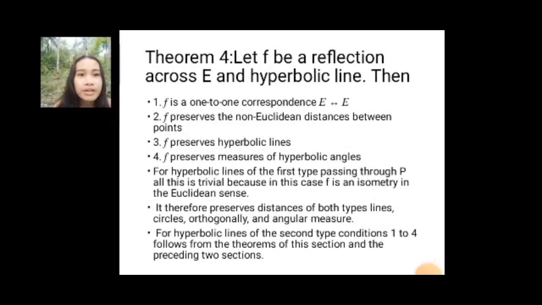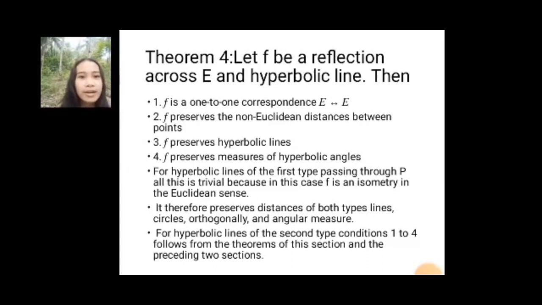Let F be a reflection across E, a hyperbolic line. Then, we have 4 conditions. Number 1, F is a one-to-one correspondence. E to E. So a one-to-one correspondence means that each unique point X corresponds to exactly one point Y, a unique pair.